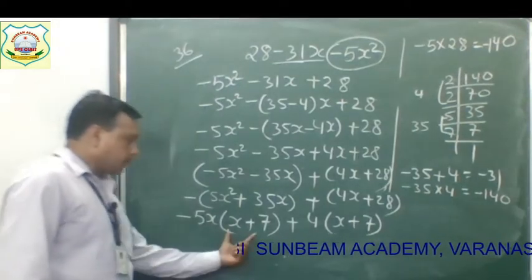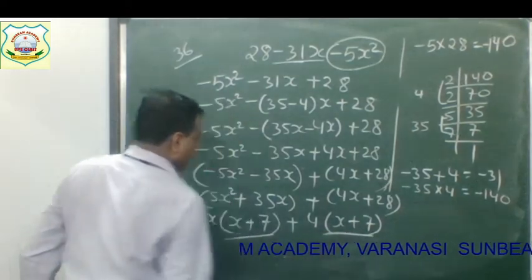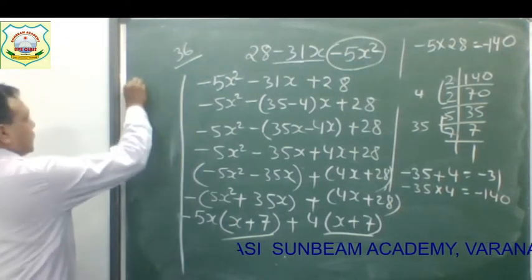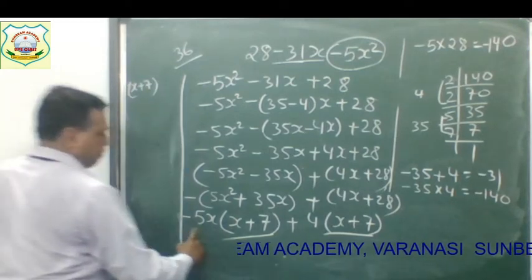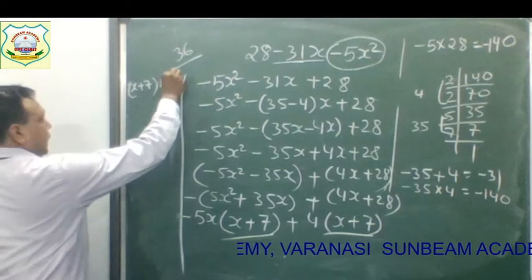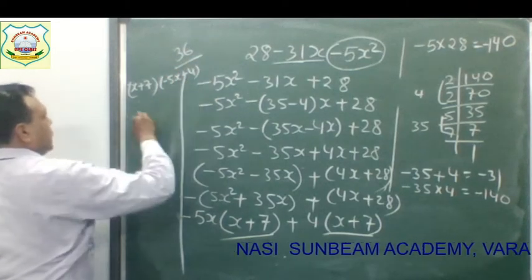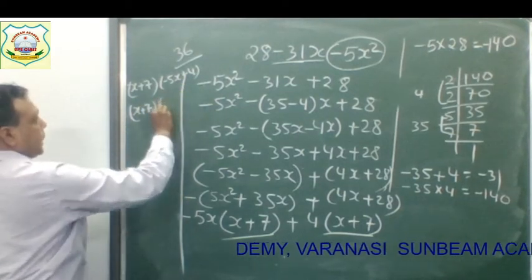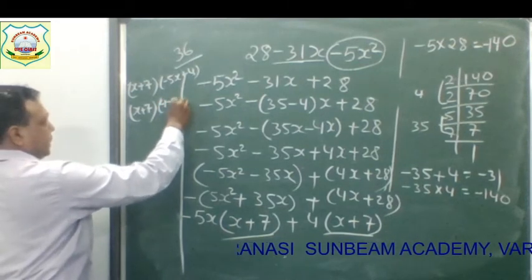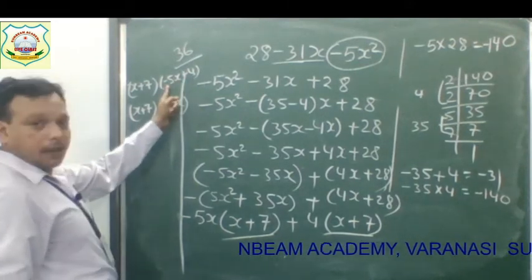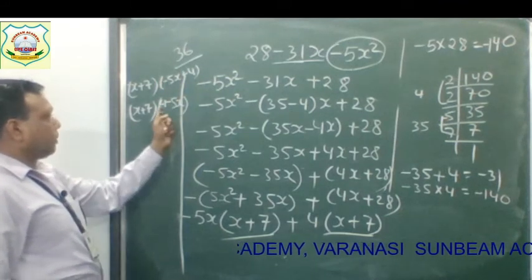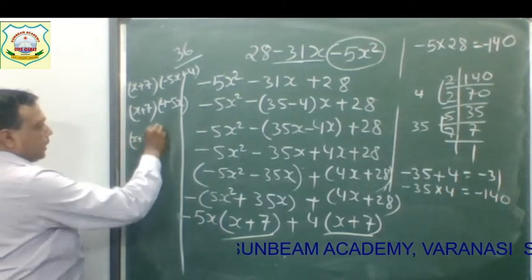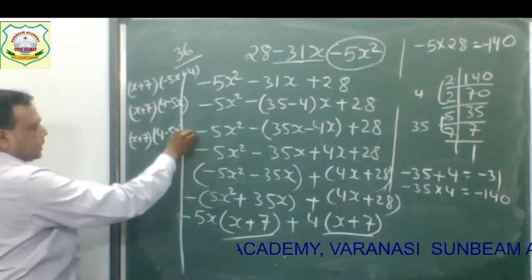Clear students? x plus 7 is in both terms. So what is common here? x plus 7, x plus 7, and here minus 5x plus 4. x plus 7 as it is we will write, and minus 5x plus 4 we can write as 4 minus 5x. 4 will come to this side, minus 5x, so 4 minus 5x. So the answer will be x plus 7 and 4 minus 5x. It will be your answer.